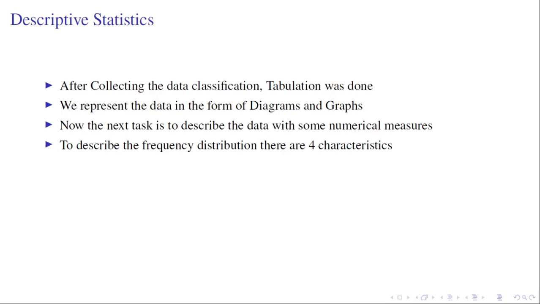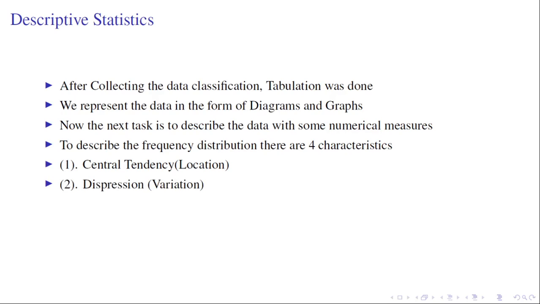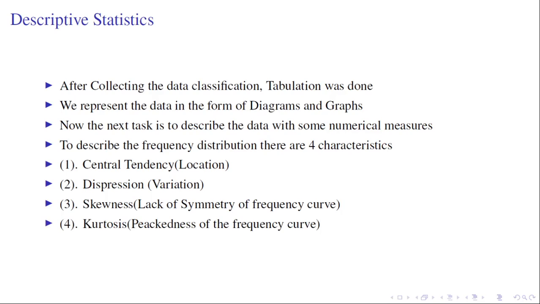To describe a frequency distribution, there are four characteristics. First one is central tendency, nothing but location; dispersion, also called variation; skewness, nothing but lack of symmetry. There is positive and negative skewness of frequency curves, and kurtosis or peakedness of the frequency curve. There are different measures to measure these characteristics.